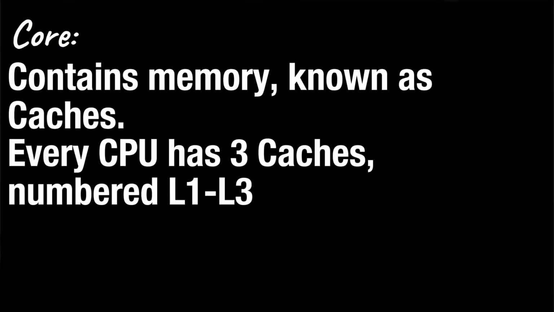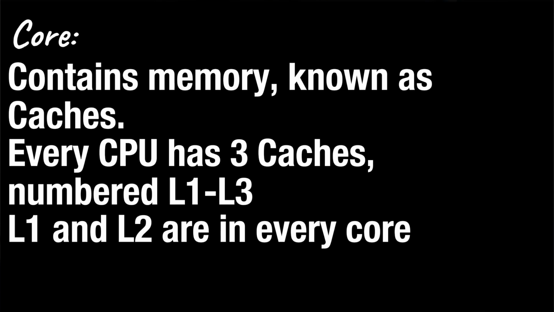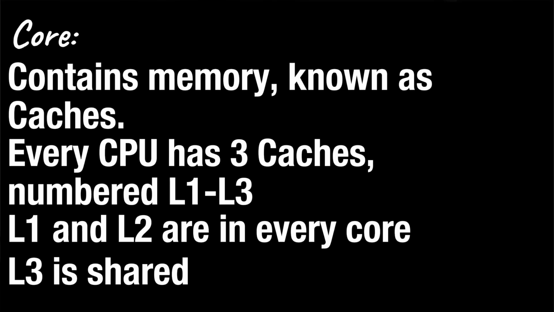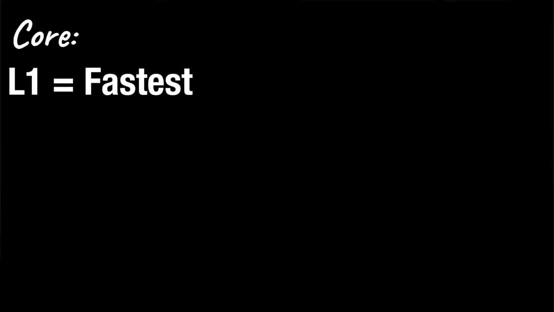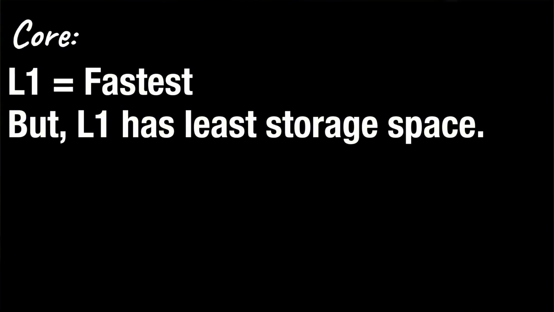For every CPU they have 3 caches, with L1 being the fastest and L3 being the slowest. The L1 and L2 caches are based in every core, while the L3 cache is shared amongst all cores. However, L1 may be the fastest, but it also has the least amount of space to store data.